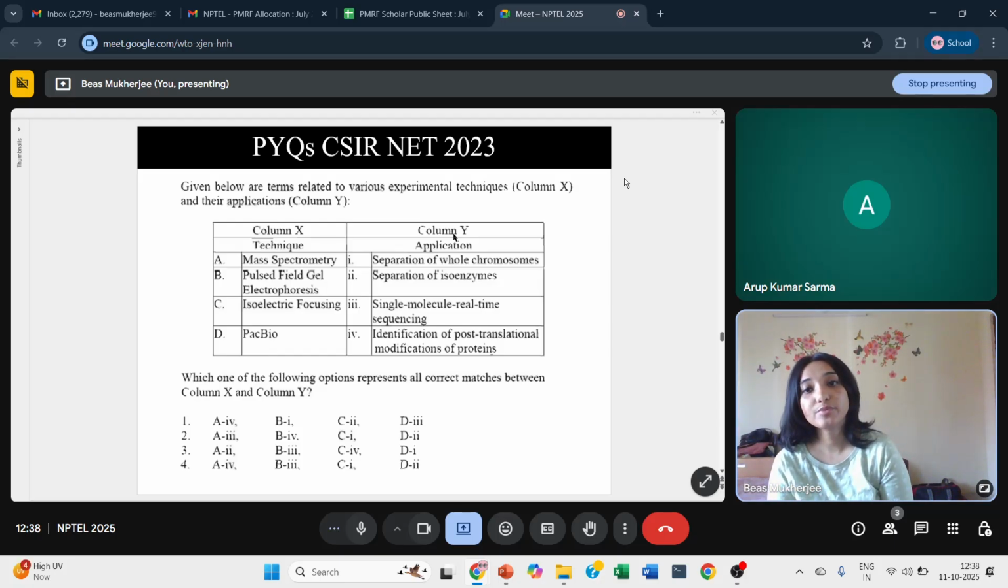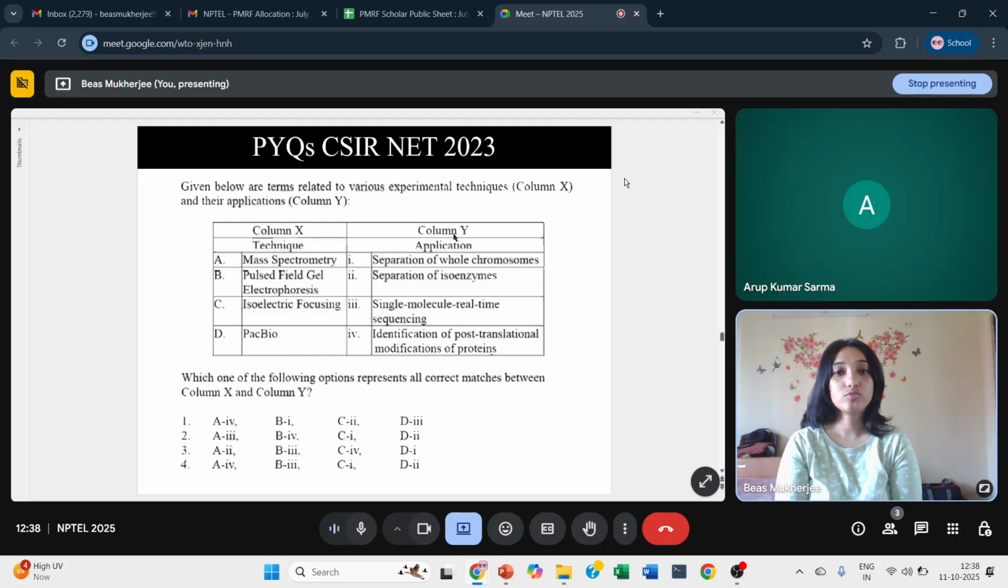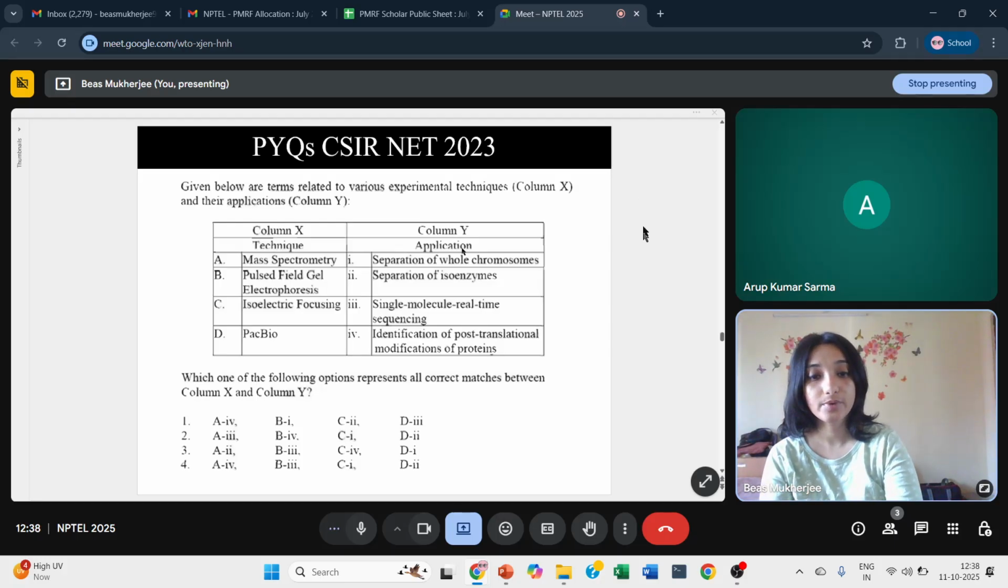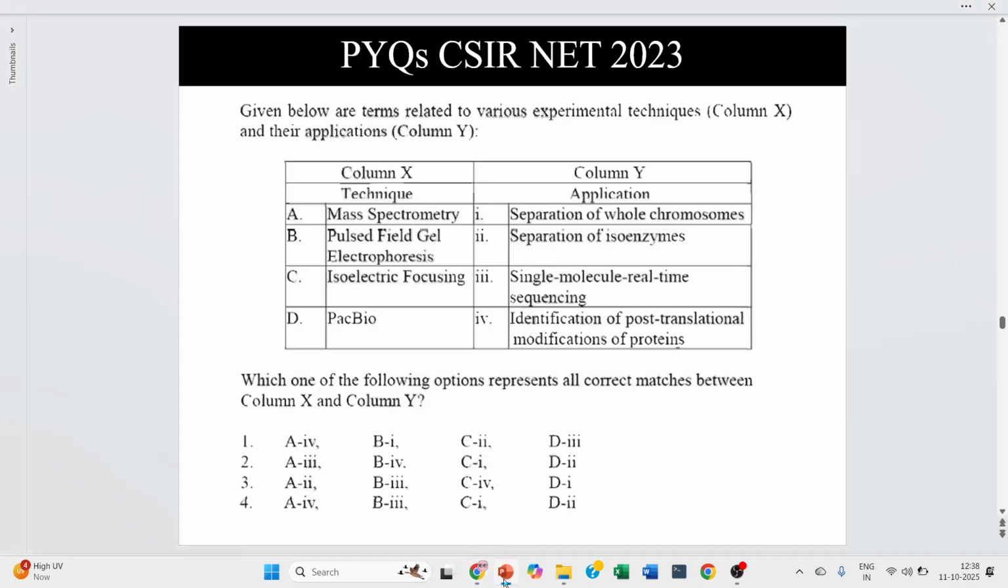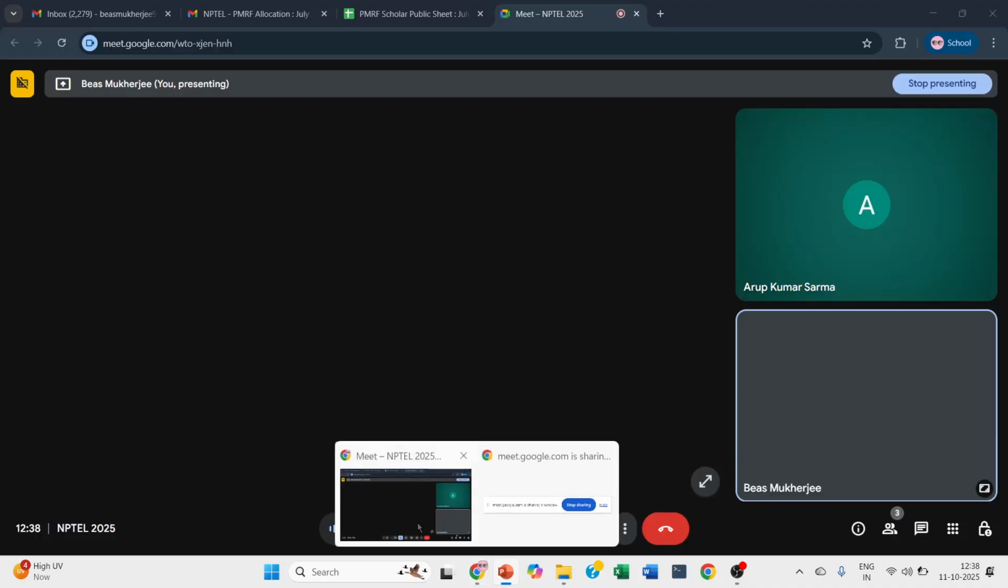Okay, mass spectrometry, pulse field gel electrophoresis, isoelectric focusing, and PacBio. So the applications are given: separation of whole chromosome, separation of isozyme, single molecule real-time sequencing, and identification of post-translational modification of proteins. So which one goes for which? Okay, so we'll look at the right answer. Option number 1A is the right answer.